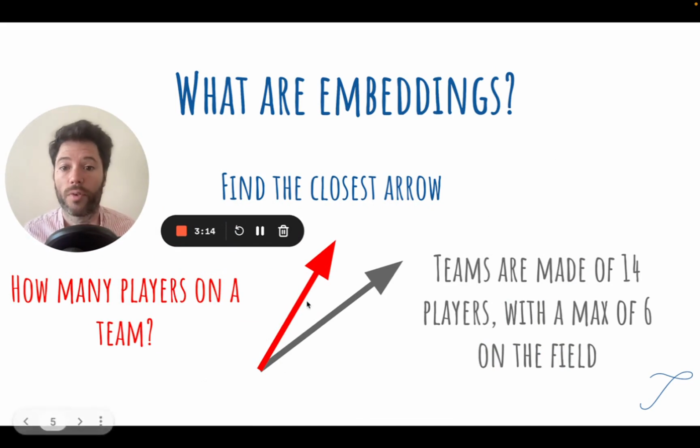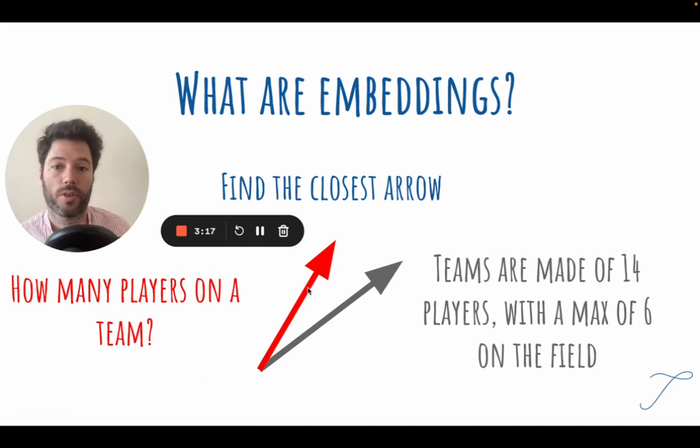So the whole idea of embeddings is to find the closest arrows. We have an arrow for a question like how many players are on a touch rugby team, and then we have many arrows representing paragraphs in the rule book. And we look for the arrows that are pointed in a similar direction. For example, teams are made of 14 players with a max of 6 on the field. And by grabbing those snippets whose arrows are similar in direction to the search term, we can grab relevant context.